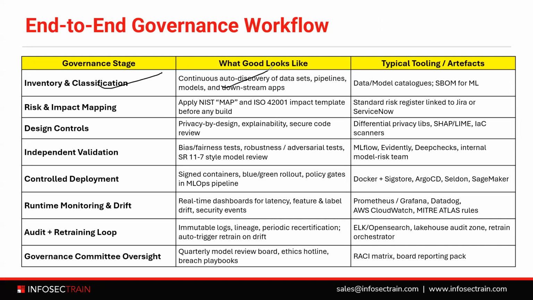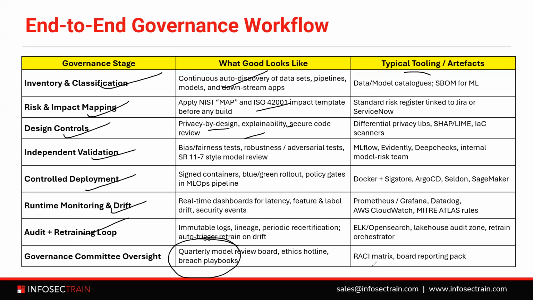That's the first step. Then for every piece of data that we collect, we do the risk impact mapping. You can apply NIST and 4201 to do that. Then when you're collecting data, you design the controls like privacy by design and secure coding. Then you do the testing, like adversarial testing and robustness testing. Then you deploy the model and AI. Then you run it, do the audit, and make sure you produce the report.